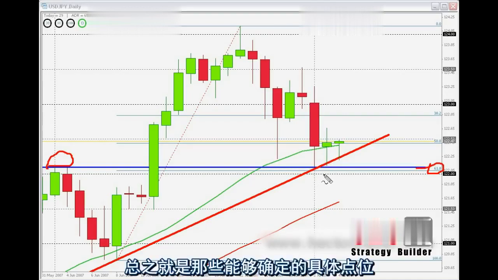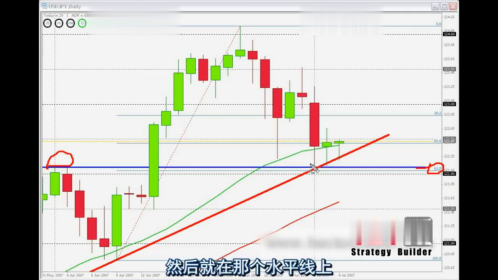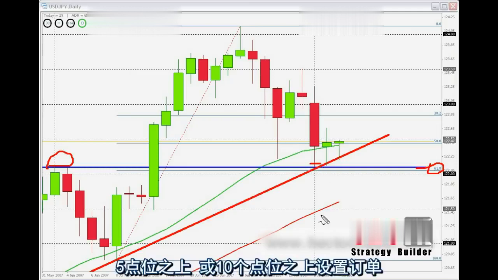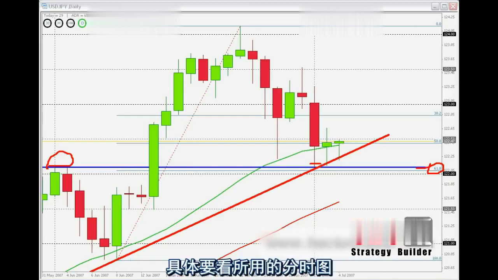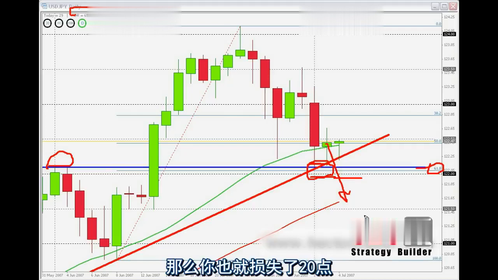Levels that you can pinpoint to the pip where exactly you should place your buy limit, or a sell limit if you're in a downtrend, and basically just place that limit order 5 pips above that, 10 pips above that, depending on the time frame. All right, and place your stop loss below that. Okay, if price doesn't react off this level and it basically breaches through that level in momentum, well, you are knocked out for a 20 pip loss, which is not too bad. Okay, which is not too bad.